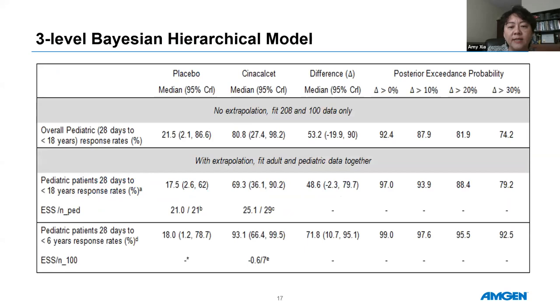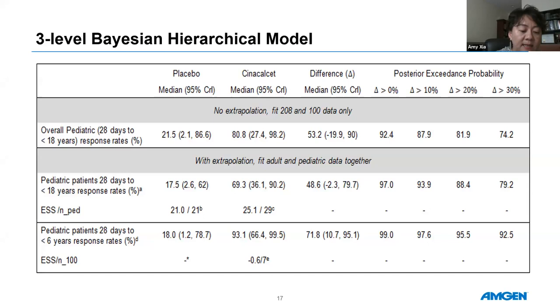So this slide shows the results with and without extrapolation. Through the modeling, we can show the median treatment effect difference estimate in the middle column and the corresponding 95% Bayesian credible sets. Like Professor Harrell said, one of the advantages of the Bayesian methods is that we can calculate the direct probability of the true treatment effects under different scales or with different claims. Here on the right-hand side, you can see we can also calculate the posterior probability of treatment effect greater than 0, 10%, 20%, and 30%.